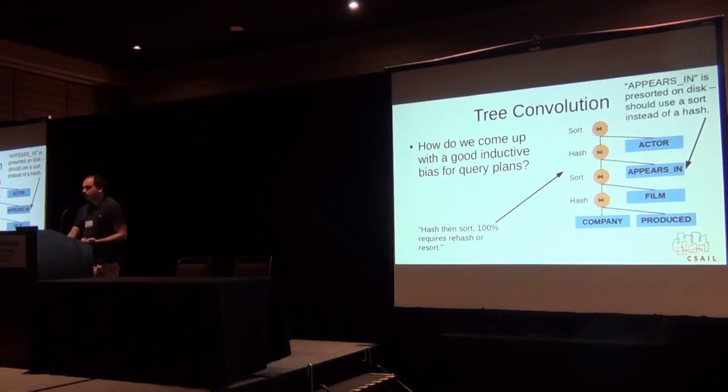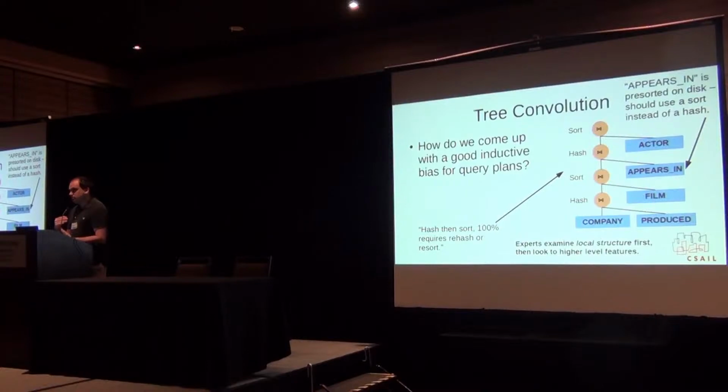The pattern behind all of these observations is that we as experts examine the local structure of the tree first. We spot something like a sort on top of a hash or a sort on top of a sort. Then we extrapolate that to higher level features, a whole chain of sorts, or an alternating chain of sort hash, sort hash, sort hash. Or we notice higher level features like, the appears in relation is going into a hash join. These are the kind of things that we as human beings notice.